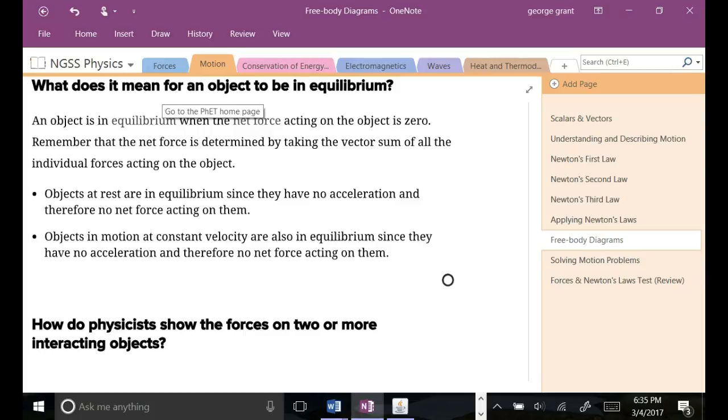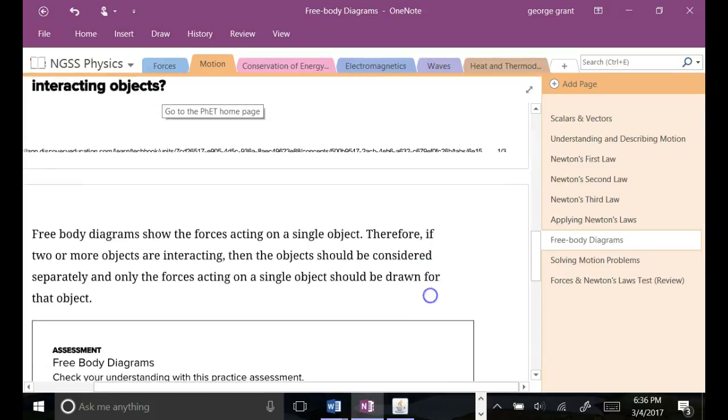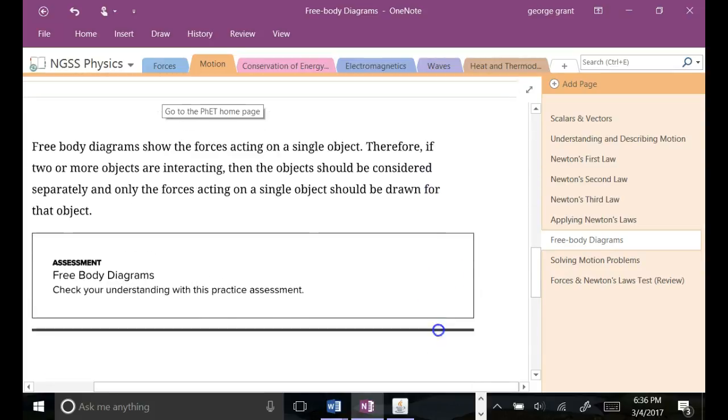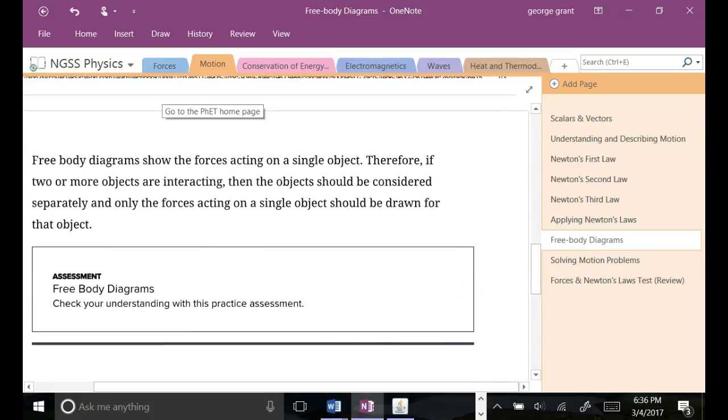acting on them. How do physicists show the forces on two or more interacting objects? Well, let's see. Free body diagrams show the forces acting on a single object. Therefore, if two or more objects are interacting, then the objects should be considered separately, and only the forces acting on a single object should be drawn for that object. In other words, you do it one object at a time.